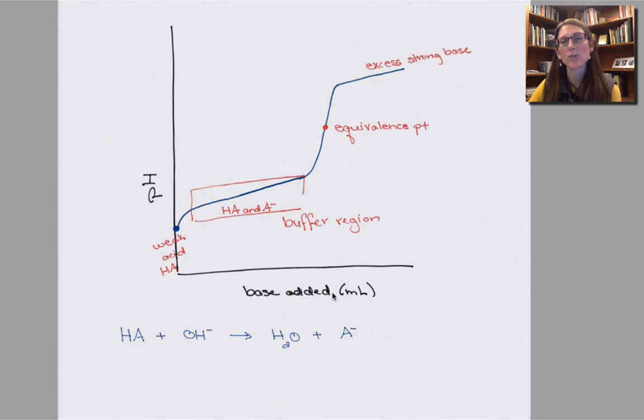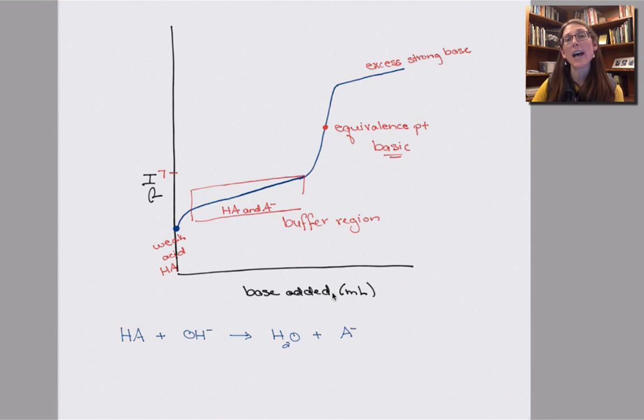And if we take a closer look at that equivalence point, at the equivalence point, we've added equal amounts, or at least stoichiometric amounts, of the weak acid and the strong base. So there are no reactants left. All I have is water, which doesn't impact the pH, and a conjugate base. That is the conjugate base of a weak acid. It itself is a weak base. And so at the equivalence point, we're going to have a pH that is slightly basic.